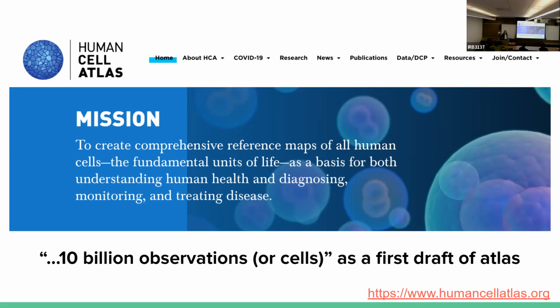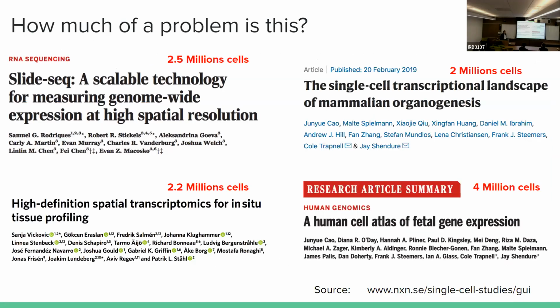In 2018, they released a draft, like a white paper, where they said as an initial draft, we want this map to have 10 billion observations or cells. So just imagine putting that into a matrix, 10 billion observations. Let's say we're interested in genes of the human, so like 20,000 features. That's a big matrix, right? It's a really big matrix. That's a pretty extreme example.